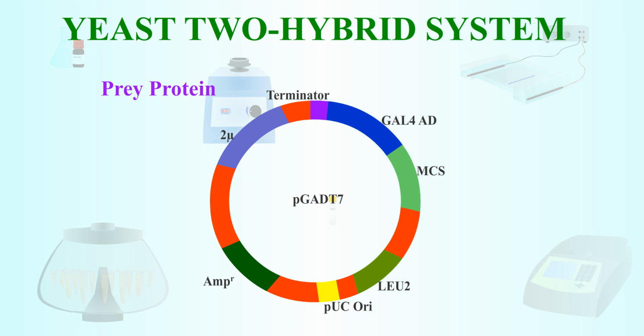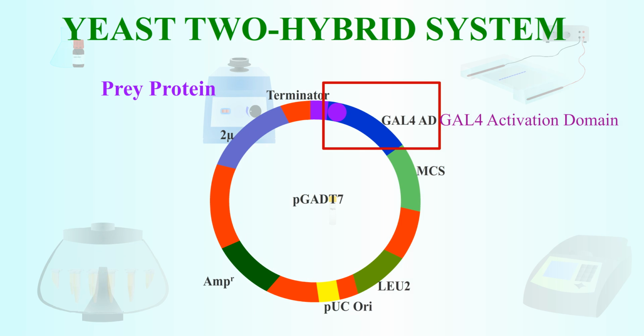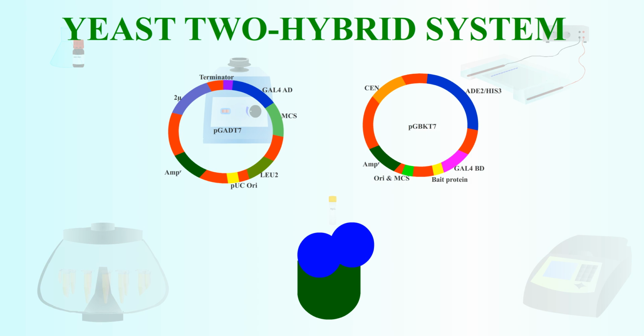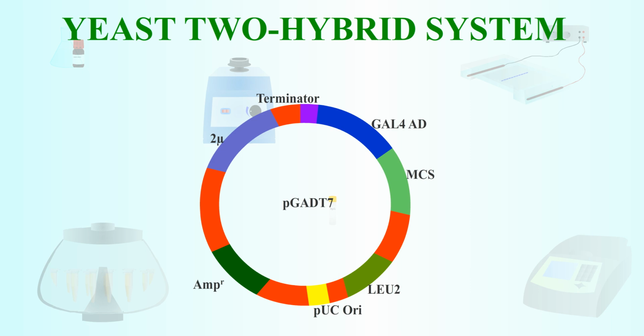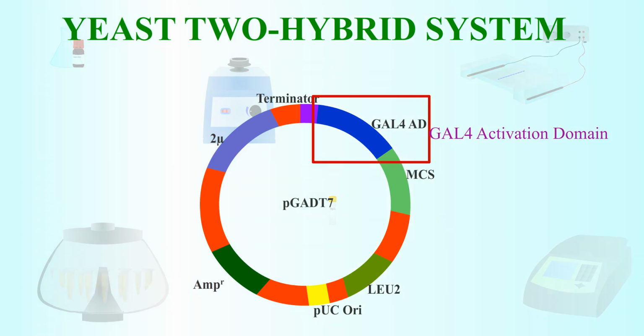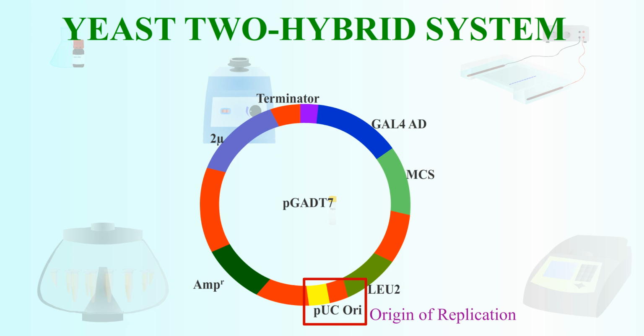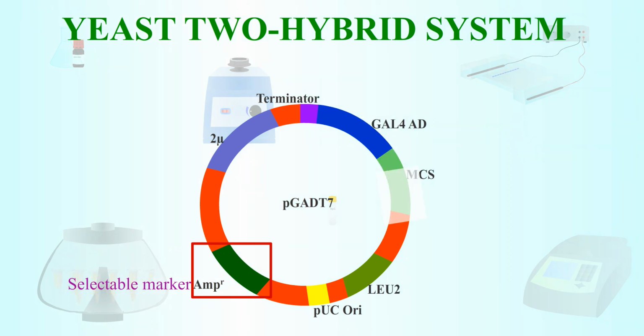Prey protein. The gene that encodes for prey protein is cloned into a vector which will fuse it with the Gal4 activation domain, which will help them to activate the reporter gene when it interacts with the binding domain, which is present in the bait vector. Example: pGADT7. They have a Gal4 activation domain, autonomous replicating sequence, the LEU2 gene as a selectable marker, and an origin of replication to allow them to replicate in E. coli, along with a selectable marker, multiple cloning sites, and a terminator sequence.